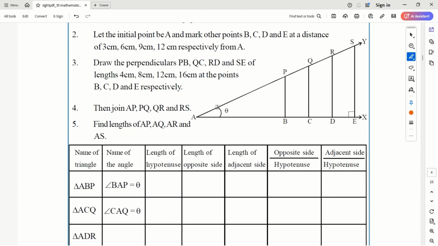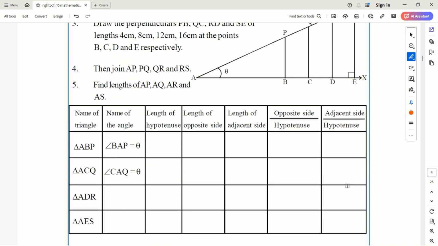Let's take this angle as theta. Then what is the length of hypotenuse, length of opposite, length of adjacent? You measure and write it here. And opposite side by hypotenuse, what is the ratio? Adjacent by hypotenuse. You write all this. To your surprise, you will find that these ratios are constant.